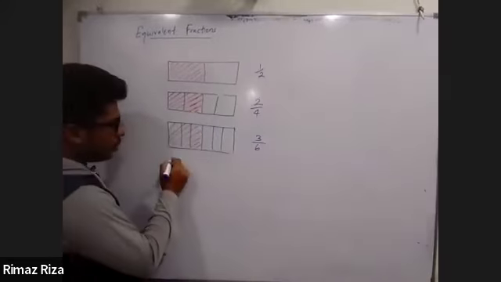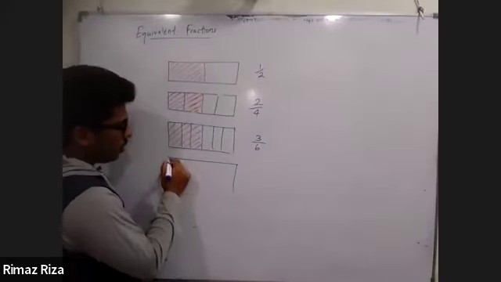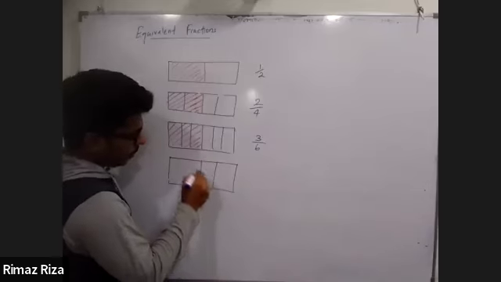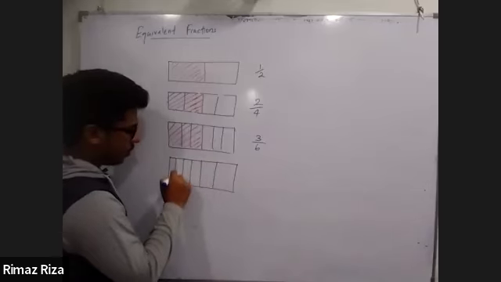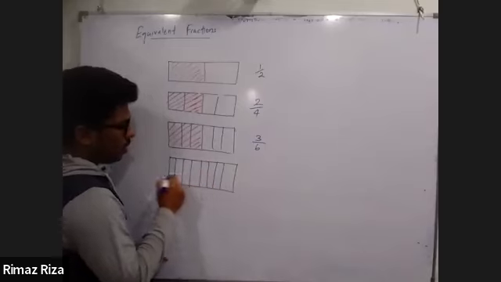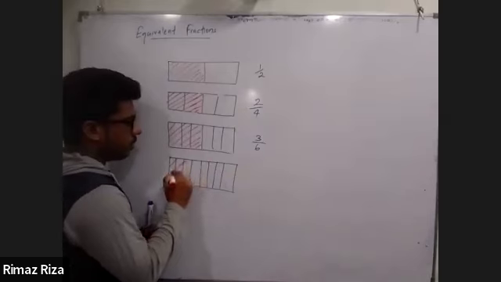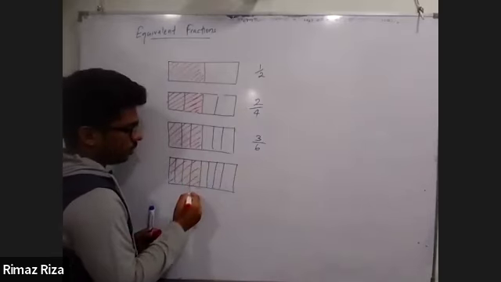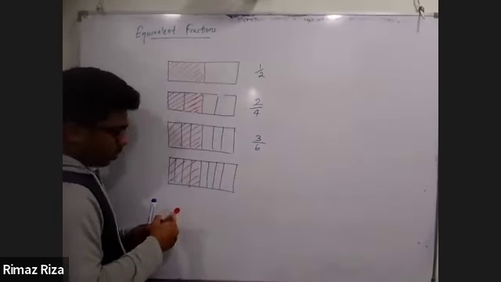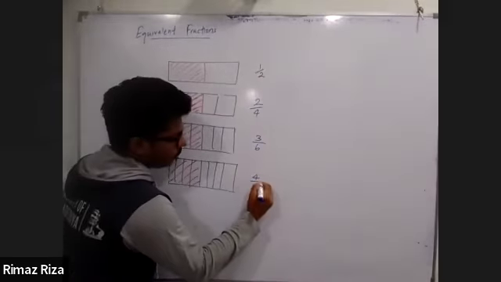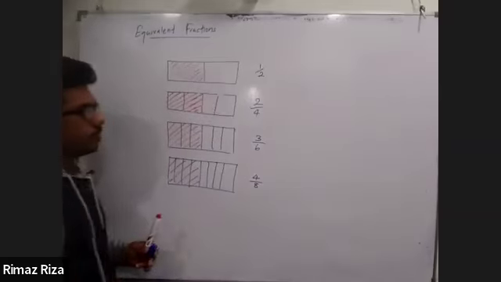And again another day, now she wants to give 4 pieces. Then she cuts this chocolate into 8 equal pieces and gives 4 pieces out of this to her sister. So then the fraction is 1, 2, 3, 4. So she got 4 out of 8.